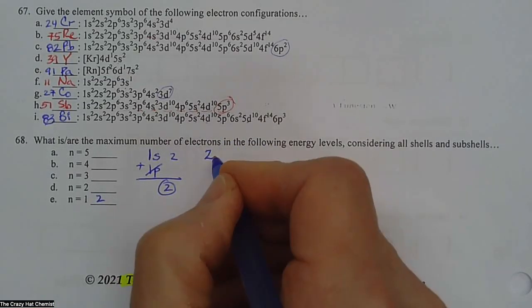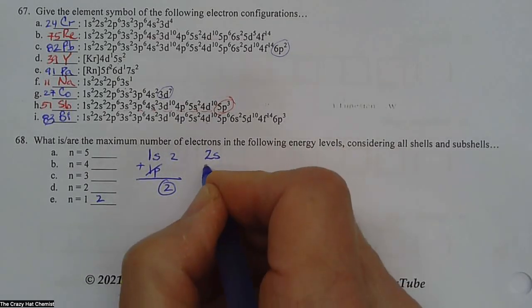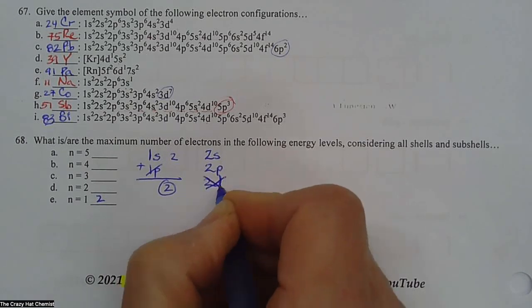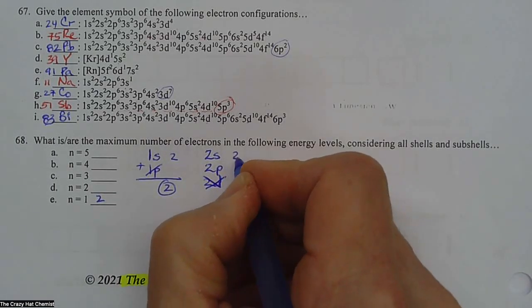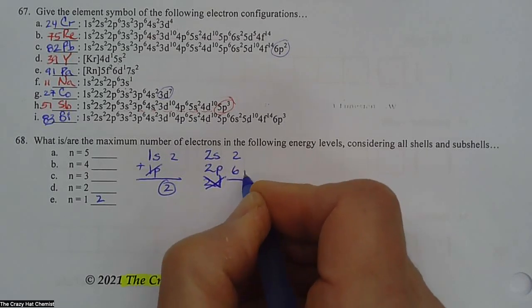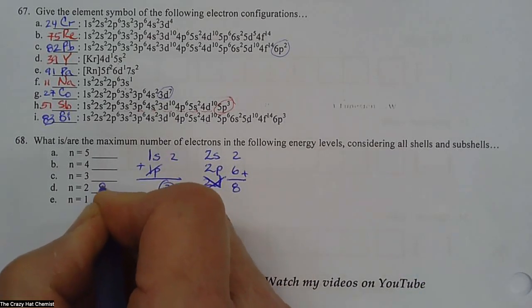When n is 2, is there a 2s? Yes, there is a 2s. Is there a 2p? Yes, there's a 2p. Is there a 2d? Nope, there is not a 2d. How many electrons can you fit in the s's? 2. How many in the p's? 6. You add those up, you get 8.